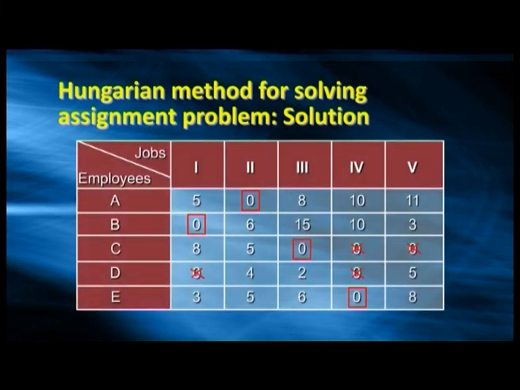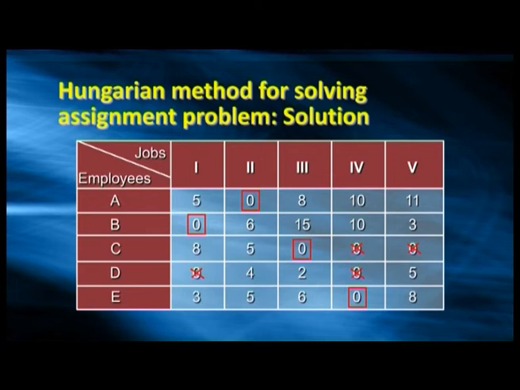Step 3 and 4. We examine all the rows starting from A, one by one, until a row containing only a single 0 element is located. Here rows A, B and E have only one 0 element, in the cells A2, B1 and E4. Assignment is made in these cells. All zeros in the assigned columns are now crossed off as shown in the table.